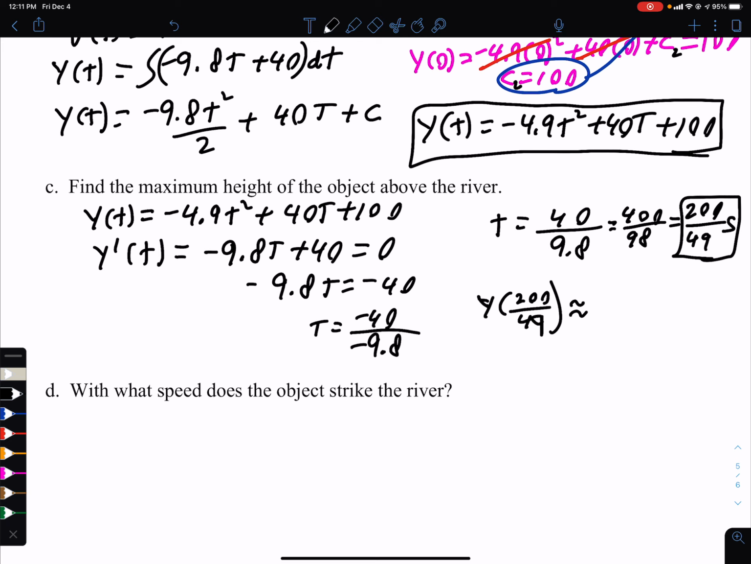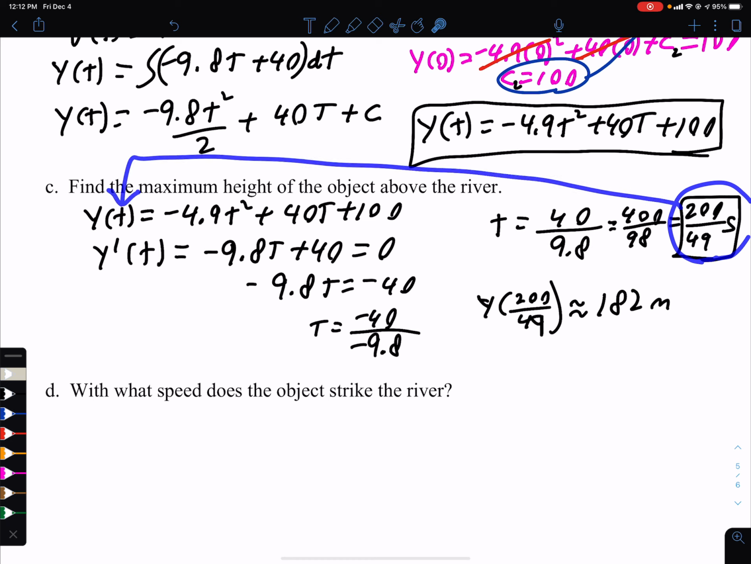Okay? So I'm going to cheat and take a look and see what my answer is here. I am going to get, let's plug it in here. It's part C. It's going to be 182, about 182 meters. So now how did I do that? I took the time where it's the highest and I plug it in to the position function because that tells me the position, so that's the height.